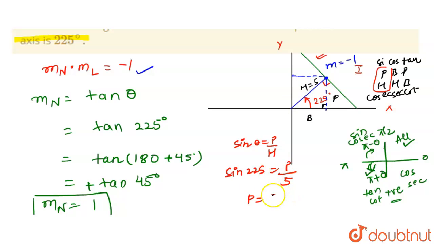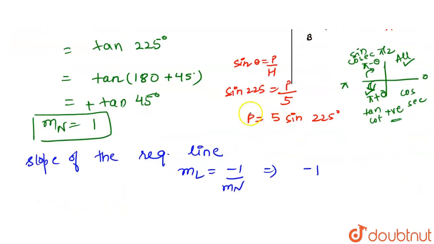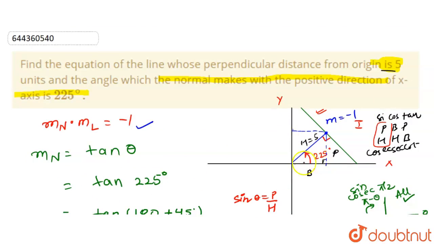So we can say p is equal to 5 sin 225 degrees, right? Let us leave it here, and then we will find the horizontal distance. Horizontal is this base. That means now we have the height and we have to find the base. So we can use cos theta. So cos 225 will be equal to b upon h, right? We have to find b and h is 5. So the base is 5 cos 225.